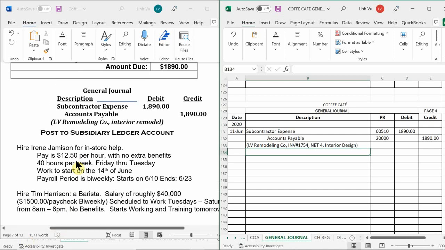What's important when we hired her? How much she's getting paid per hour. Correct. And that we are not giving her any benefit, and that we expect her to work 40 hours a week, and that her first paycheck would be for the period ending on 6/23. Yes, her first pay period. Perfect. So if I'm not going to record this in my journal, where would I record this information?